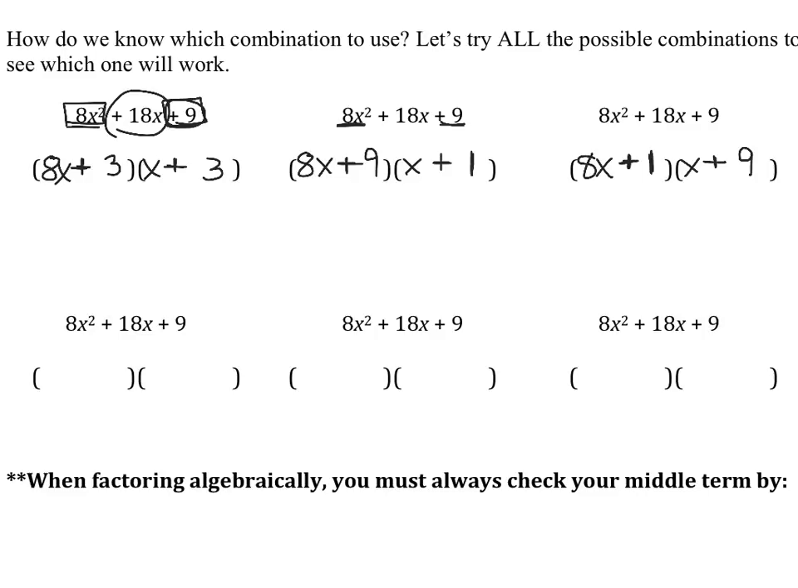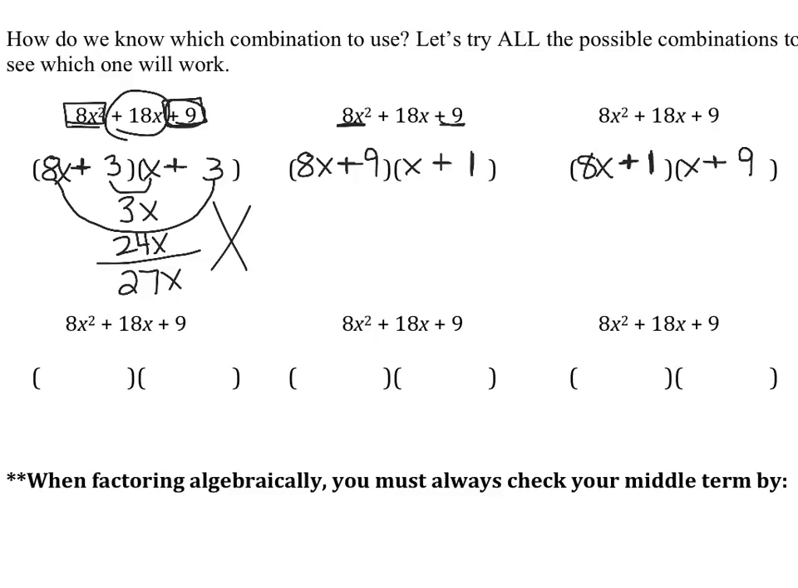So what we do is we check the inners by multiplying, right? So 3 times x is 3x. Then we check the outers by multiplying, and 8x times 3 is 24x. And then what do we do with those two terms in the middle? We combine them, right? Because they're like terms, and 24x and 3x gives me 27x. It doesn't give me 18. So this one's not going to work.